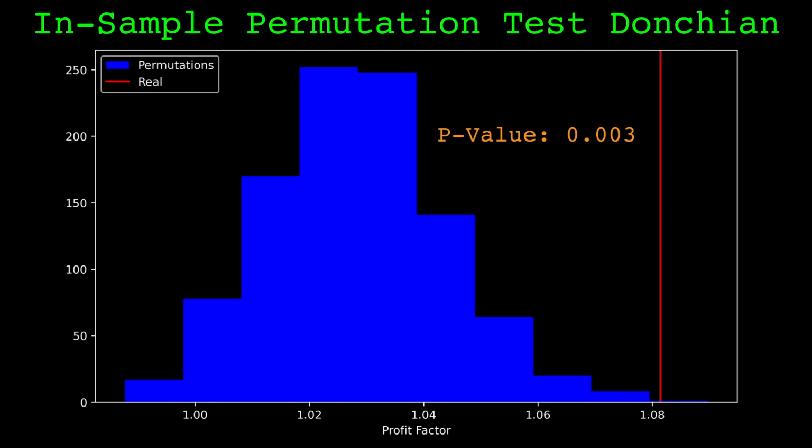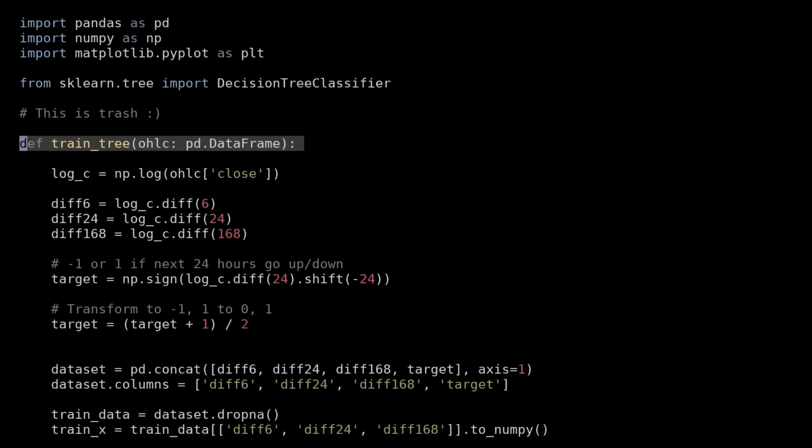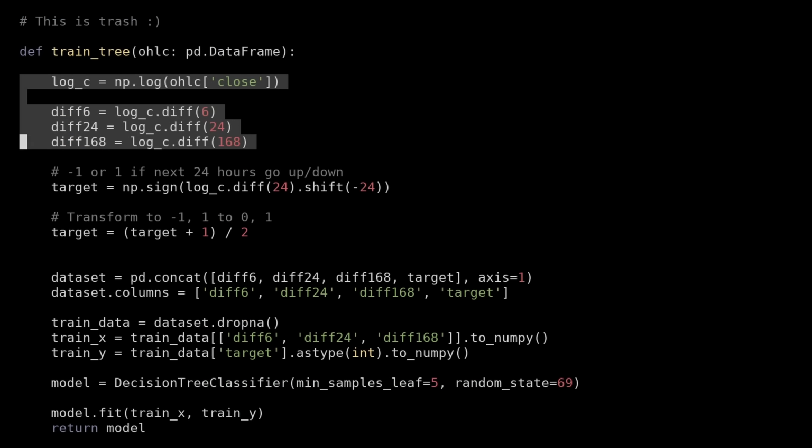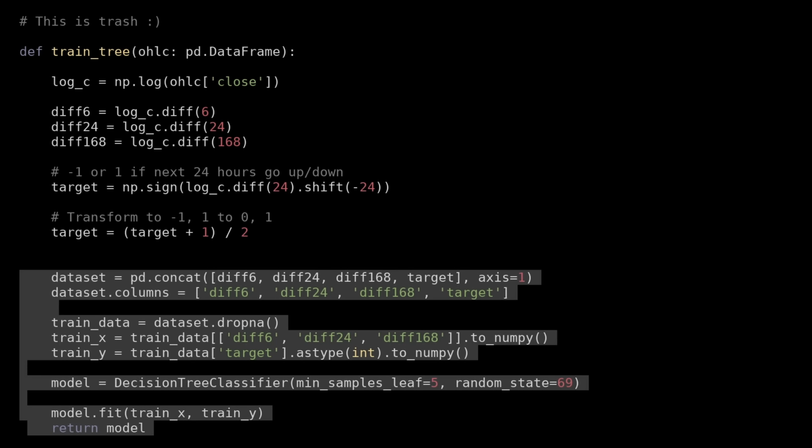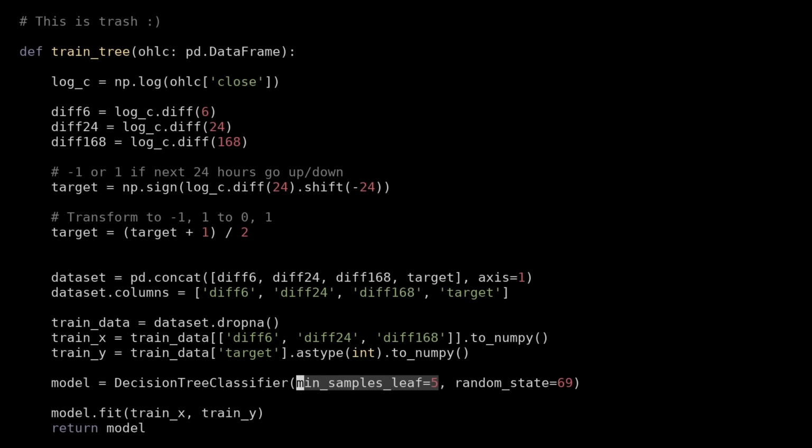Now I'll quickly show you a strategy that is overfit. This function fits a decision tree. We compute 3 indicators, just basic price differences, then create a classification target, whether the next 24 hours go up or down. Then we create a decision tree, train it with our indicators and target, and return the model. Notice that I've set the minimum samples per leaf very low. This is one of the key regularization parameters, and it's pretty much guaranteed to overfit.